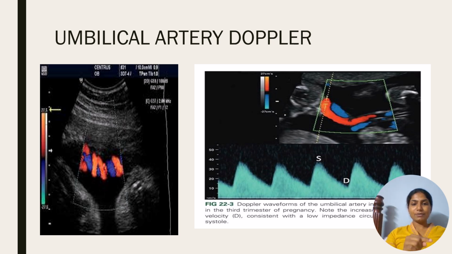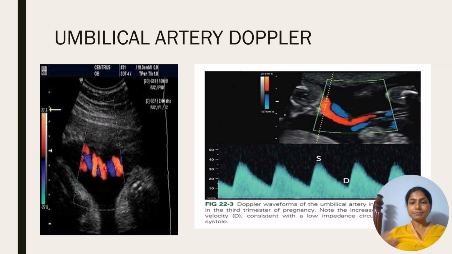This is a normal waveform of an umbilical artery. There is a systolic velocity and there is a diastolic velocity. Even during cardiac diastole, there is a amount of velocity going to the fetus, so that the fetus doesn't go into acidosis.